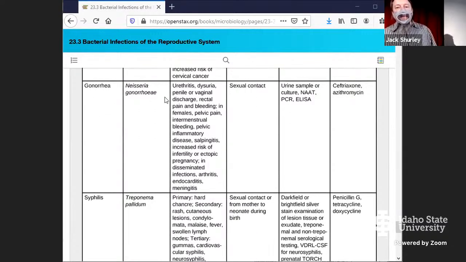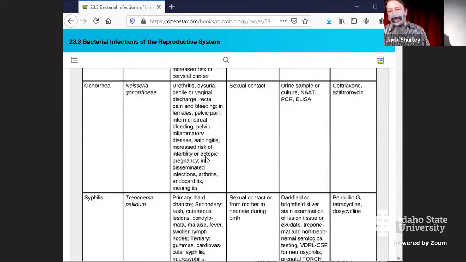All right, gonorrhea, Neisseria gonorrhoeae. With this, there's all sorts of potentials. We saw some images: urethritis, dysuria, penile or vaginal discharge. There's potential for rectal pain and bleeding. Females, pelvic pain, intermenstrual bleeding. So something that should be a flag. It's not the right time for your menstrual cycle to be commencing, midway through the cycle. All of a sudden, you think you're starting to have your period. That should be a flag. Something's up, all right?